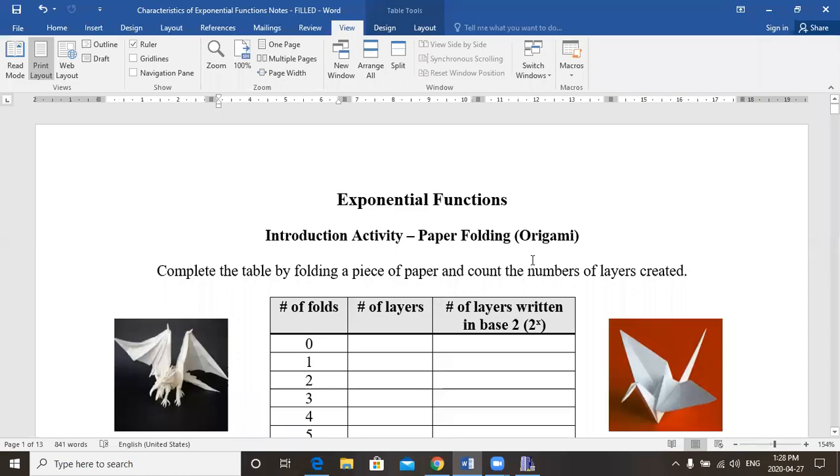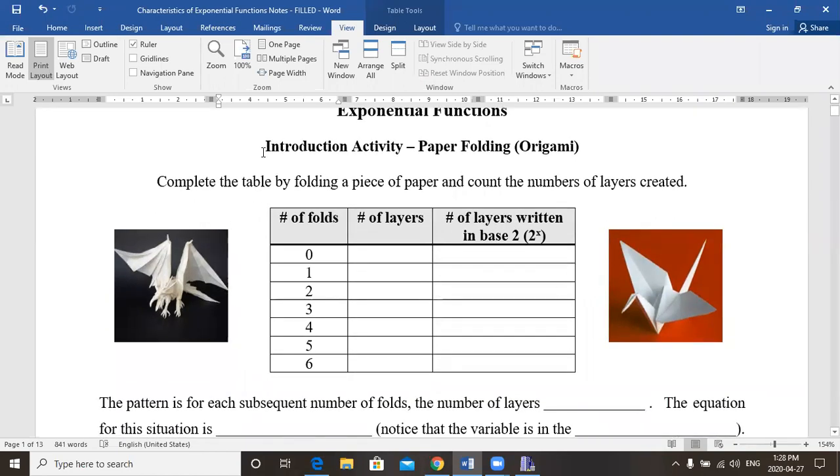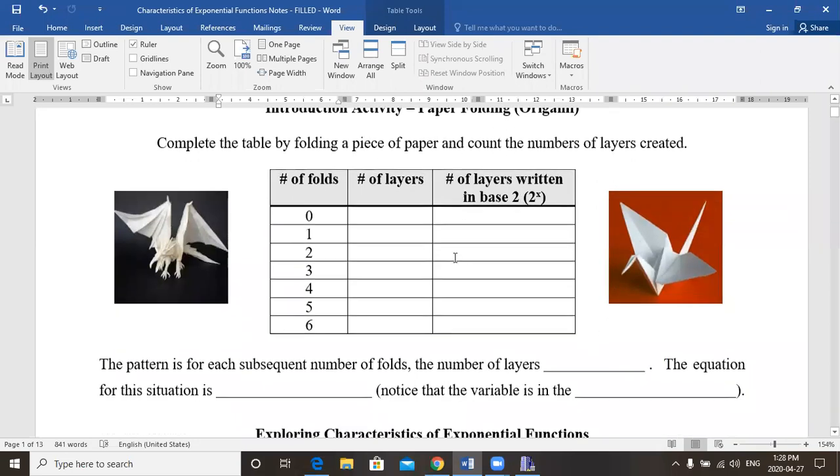All right, in today's lesson, we are going to be exploring the properties of exponential functions. So we are going to be looking at properties of their graphs and how the graph represents the different constraints on the equation of an exponential function. So this is a little introduction activity, which I'll let you guys do on your own.